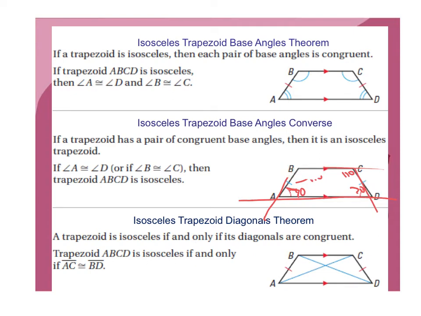All right, now the last one here on this slide is the isosceles trapezoid diagonals theorem. This one states a trapezoid is isosceles if and only if its diagonals are congruent. So the only time the diagonals of the trapezoid are congruent is when it's an isosceles trapezoid. If it's just a regular trapezoid, the diagonals will not be congruent.